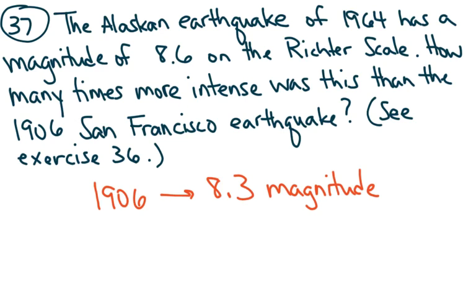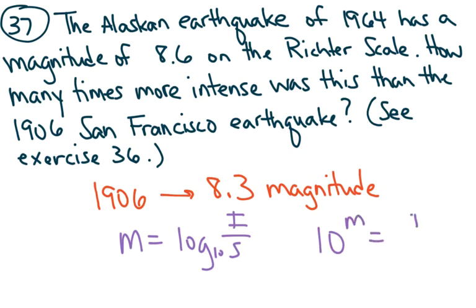We did a problem like this where we had the magnitude was equal to the log of the intensity over S, where S was like if there was nothing shaking at all. And we rewrote this in exponential form, since this was a common logarithm. We rewrote it as 10 raised to the magnitude is your intensity.